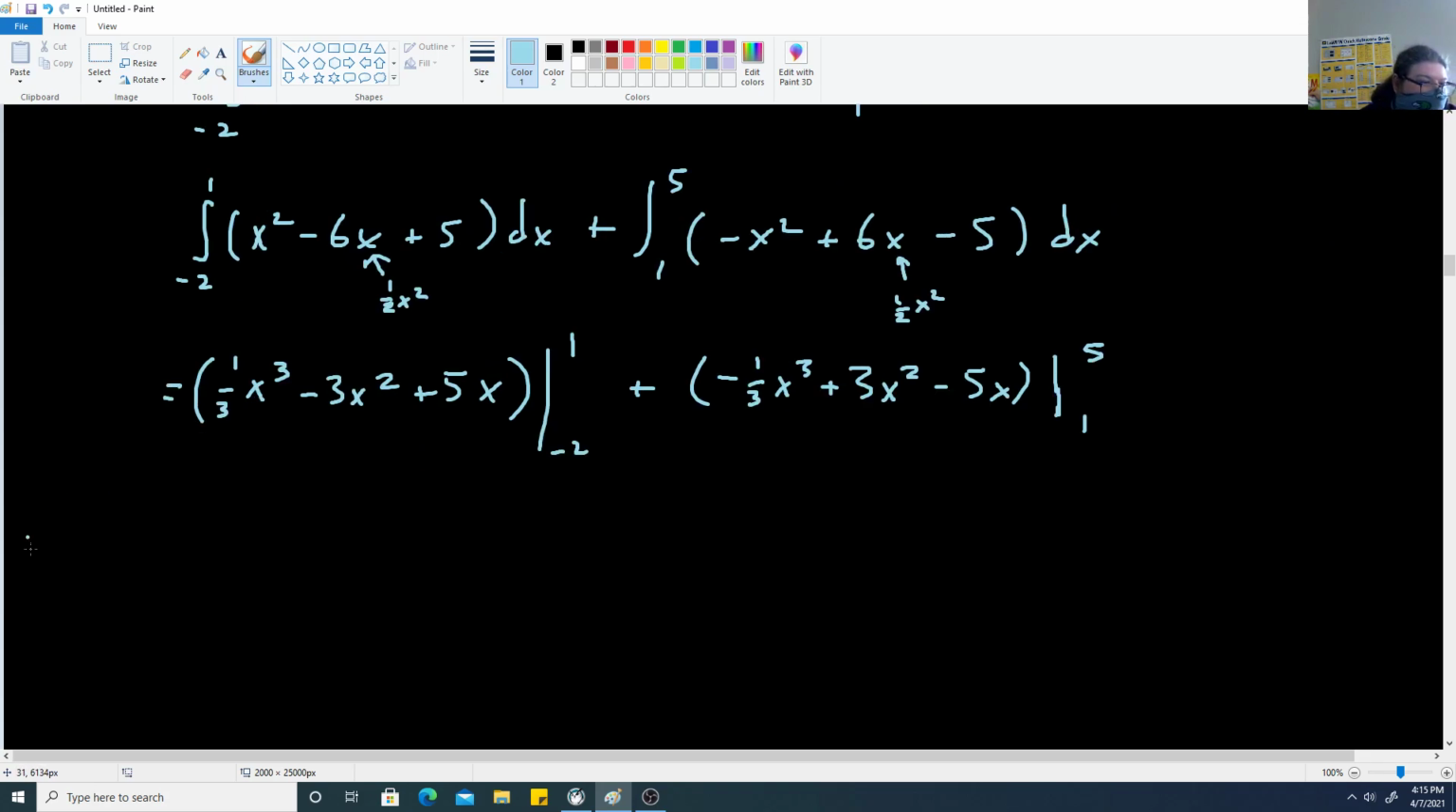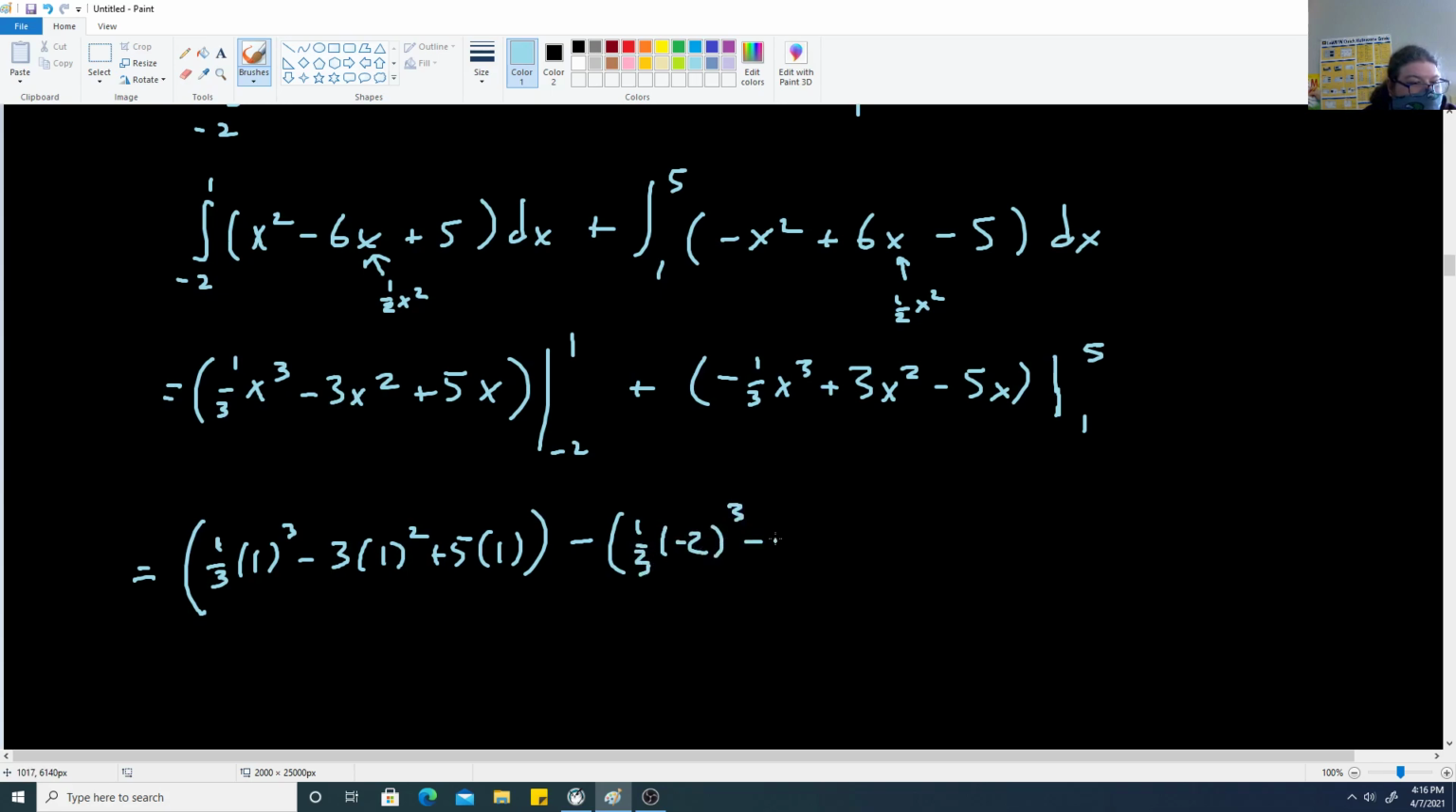So basically what we're going to get is, and I'm going to use some of the previous work here to speed this up a little bit when we calculate these integrals. We get basically 1/3 evaluated at 1 cubed minus 3 times 1 squared plus 5 times 1. So we'll get that whole bit. It's just this whole expression with 1 plugged in. We subtract from it that whole expression, should be 1/3, with negative 2 plugged in.